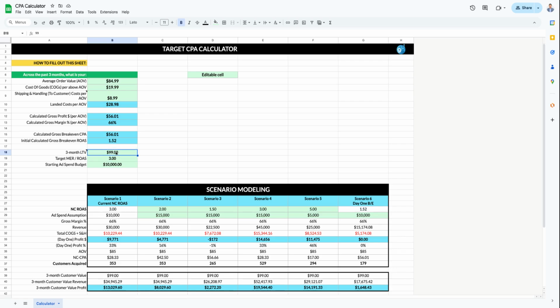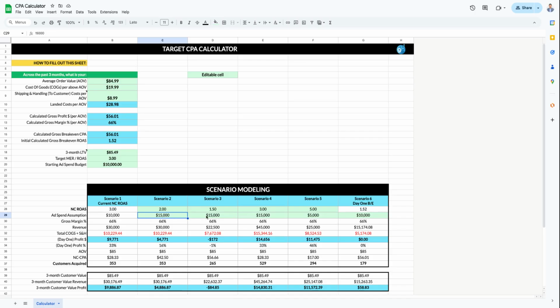All right. Let's actually go ahead, drop this back down to 85.49 just for the sake of this. Okay. And now we can run some different scenarios here. So scenario number 2, what if we had a 2 ROAS and we spent 15,000? Okay. We would actually have $4,700 in profit on day 1, $4,800 in profit on month 3.